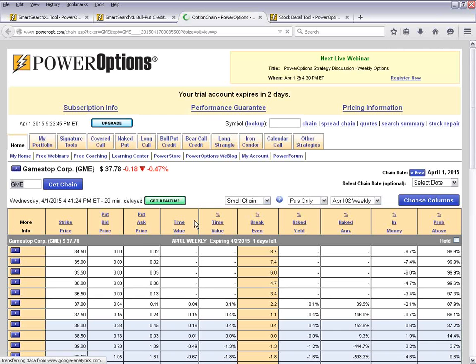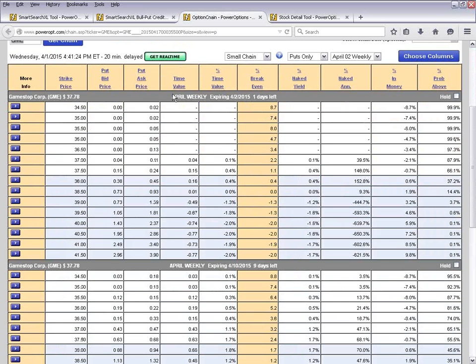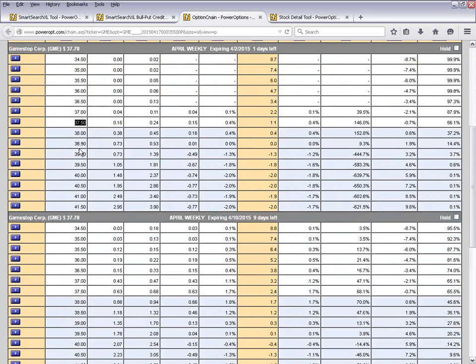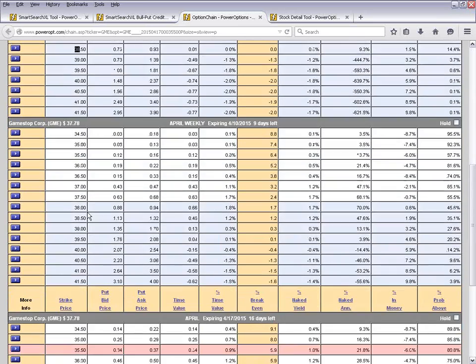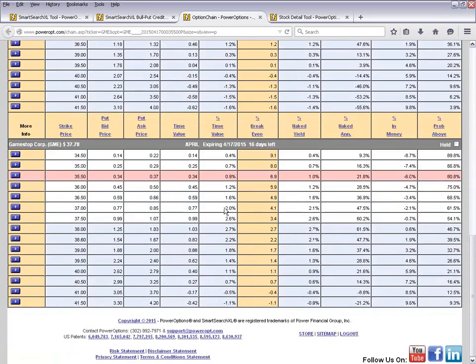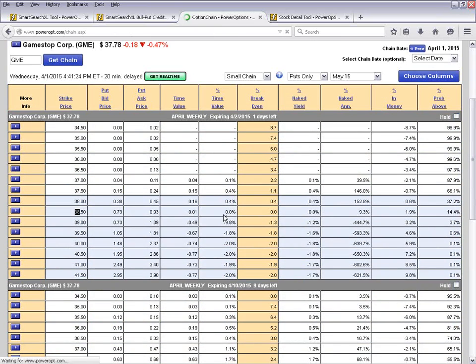And I'm going to go to the option chain. All right. And we see here that the 1 day out expiration, okay, we've got our 50-cent strike differences, 37.50, 38, 38.50, good. Same thing with 9 days out. And then we go to 16 days out, okay, that's good. And let's go further out. Let's go to the May expiration.